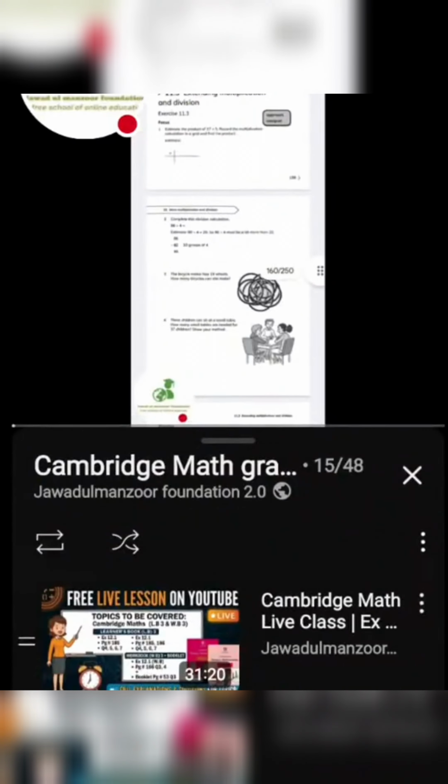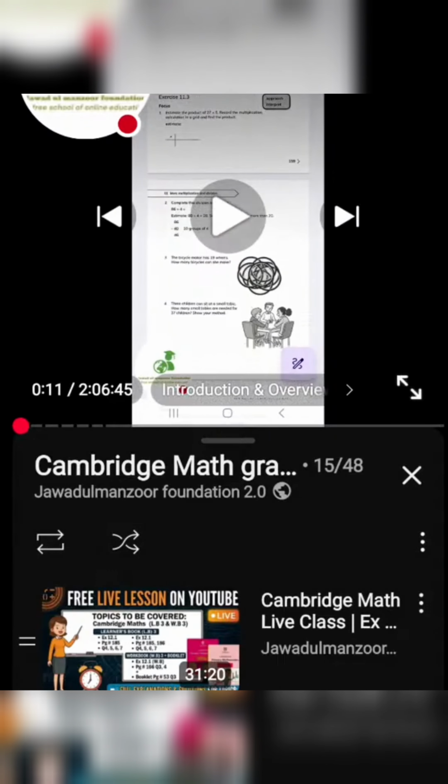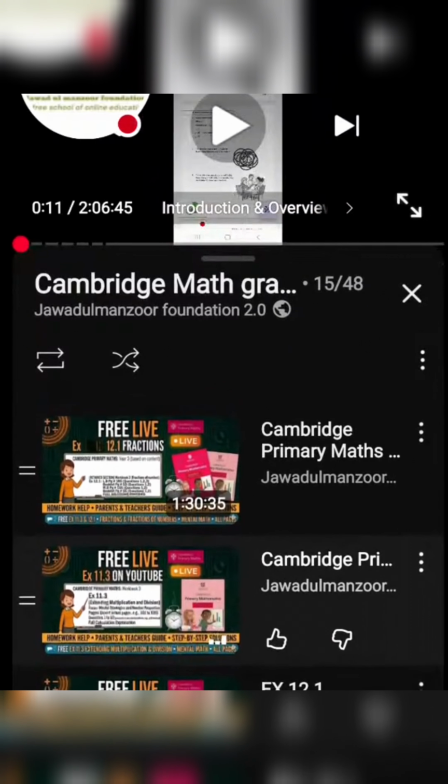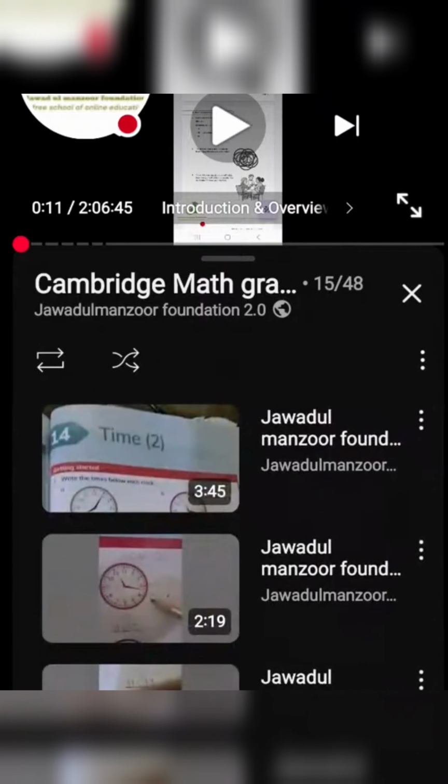Now, JawadulManzoor Foundation. Today we are learning Cambridge Primary Mathematics Workbook 3, Exercise 11.3, extending. You can see this was exercise 11.3. All the exercises we have done from the learner's book and from the workbook, as well as a few other questions, and on behalf of JawadulManzoor Foundation, we have designed an interactive worksheet so that people can easily solve it.